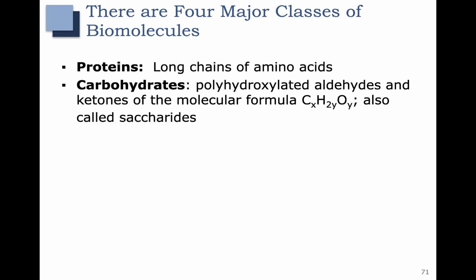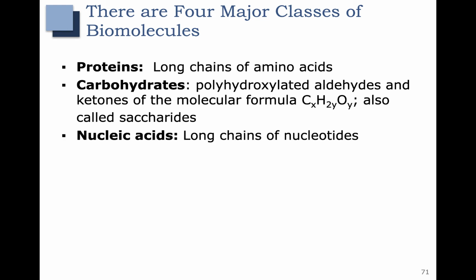Carbohydrates is our second major class of biomolecules. They're polyhydroxylated, which means multiple OH groups, and they also will have an aldehyde or ketone. And you can see the common molecular formula shown here. Carbohydrates are also referred to as sugars or saccharides. We'll also be looking at nucleic acids, which are long chains of nucleotides, and we'll go over what nucleotides are.